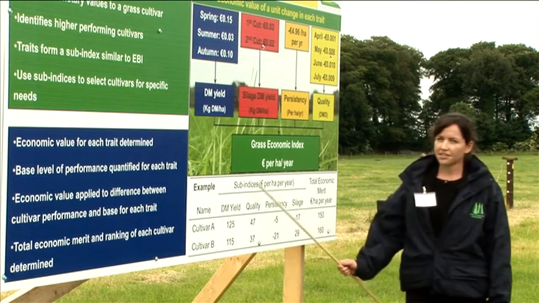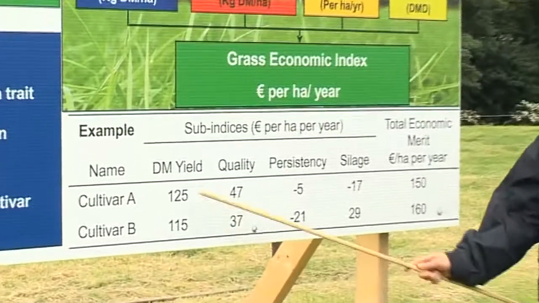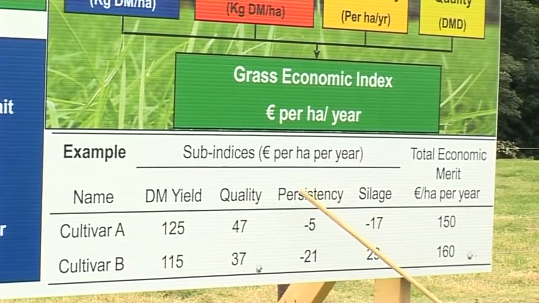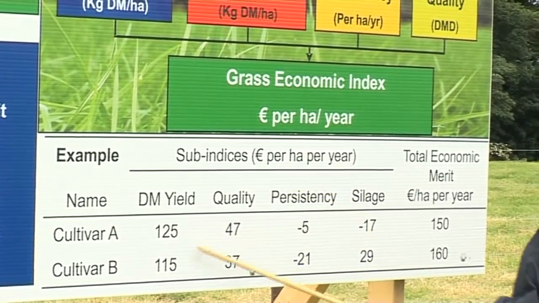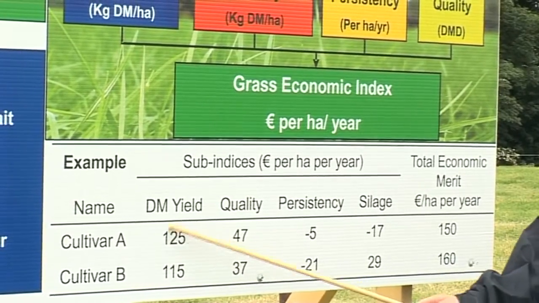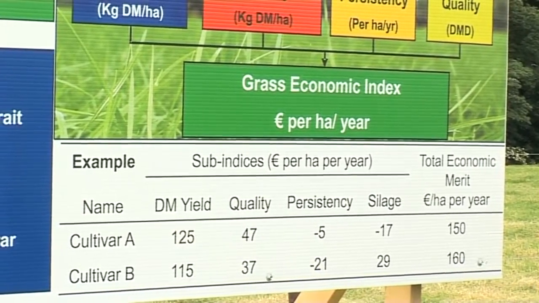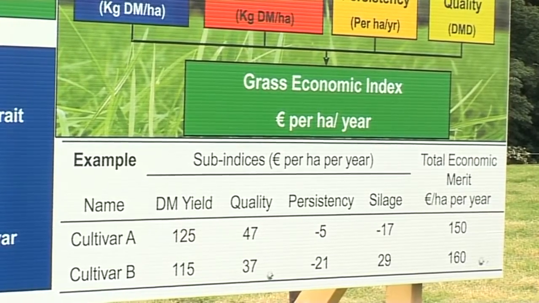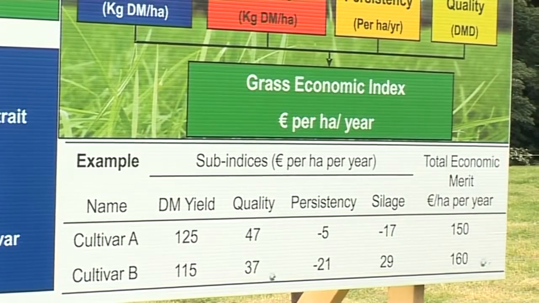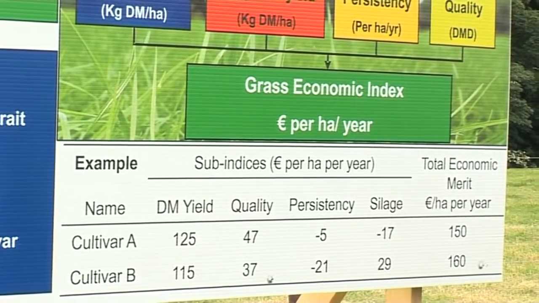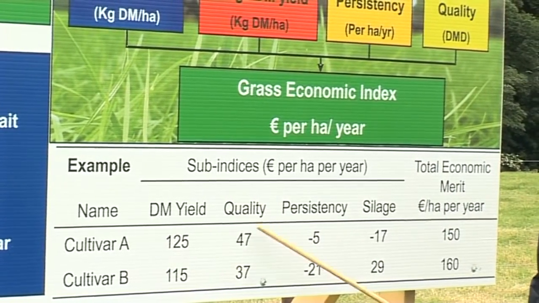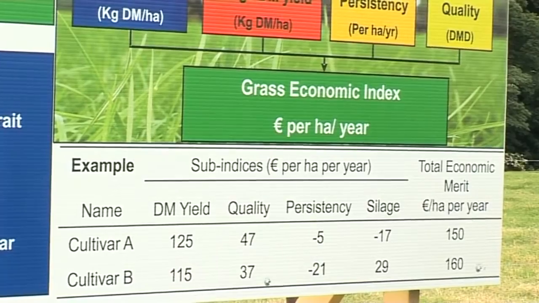So if we look at this example which we have here, we can see two cultivars, cultivar A and B, and we also have the economic performance in each of the sub-indices. So this value here is quantified in euros per hectare per year. So cultivar A is giving us an extra 125 euros per hectare per year compared to the base level of production. Cultivar B is slightly lower for total dry matter yield, only giving us an extra 115 euros per hectare per year. These two cultivars are similar in terms of the performance with quality, slightly better quality performance of cultivar A compared to cultivar B.